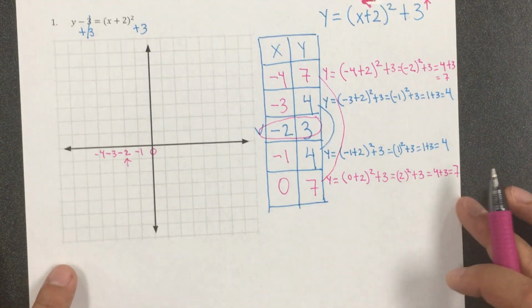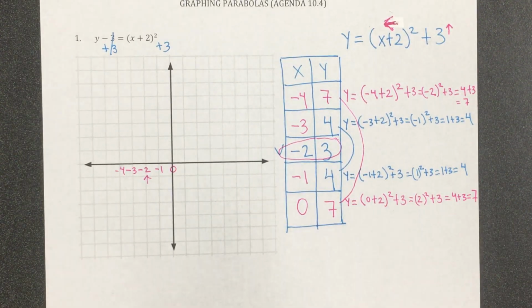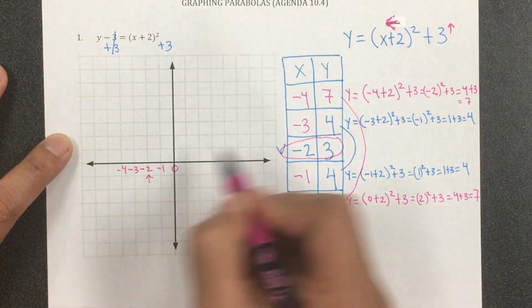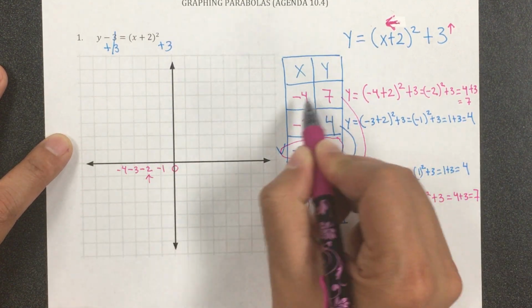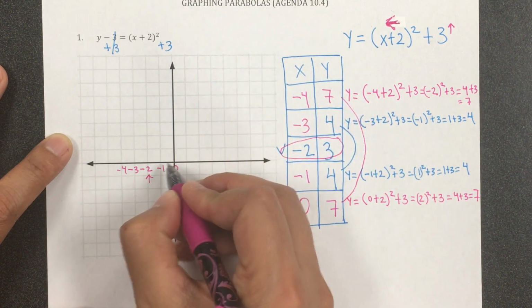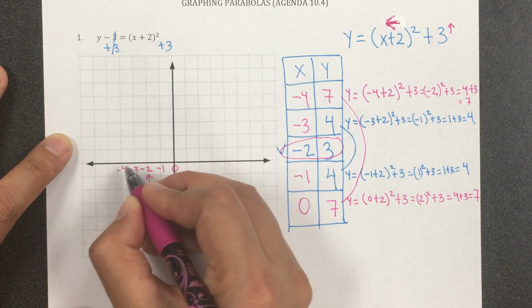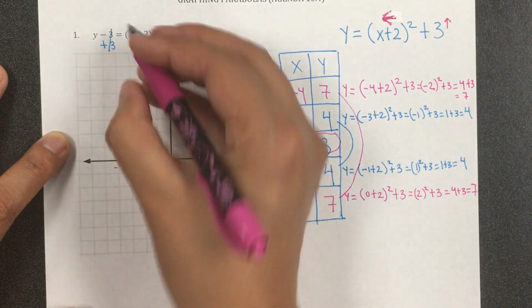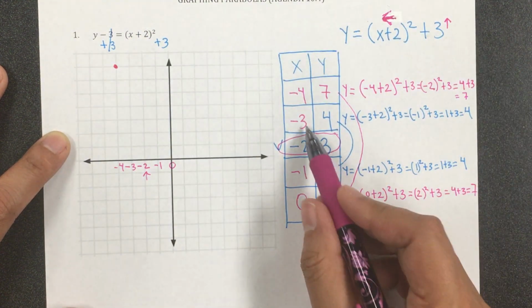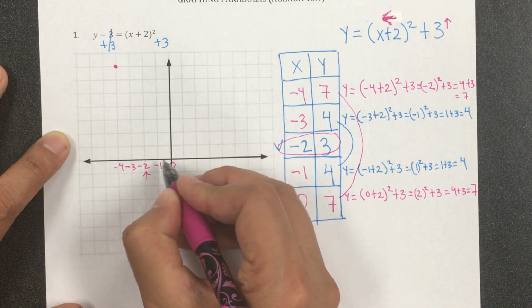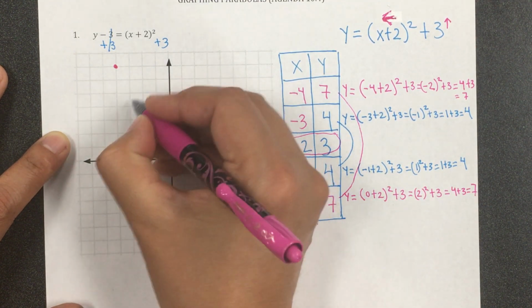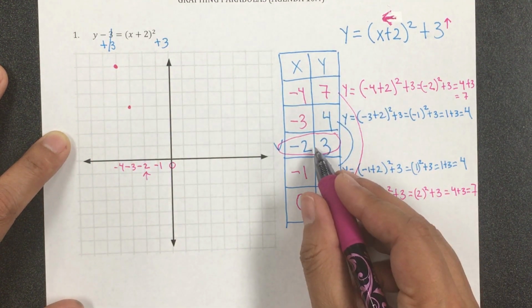And it's because it's a parabola. A parabola will always be symmetrical. So you can graph any point from here. Just make sure that you don't skip any. So -4, 7 is right here. -3, 4. Right there. The vertex, right?